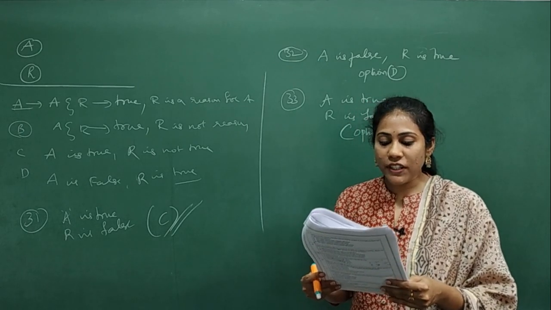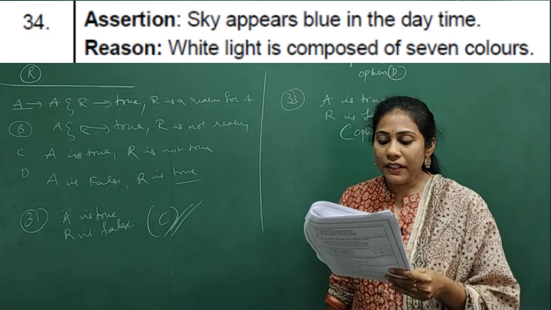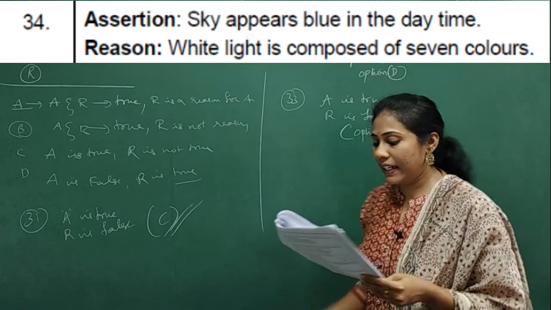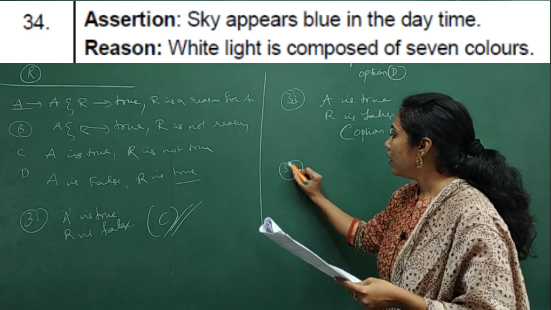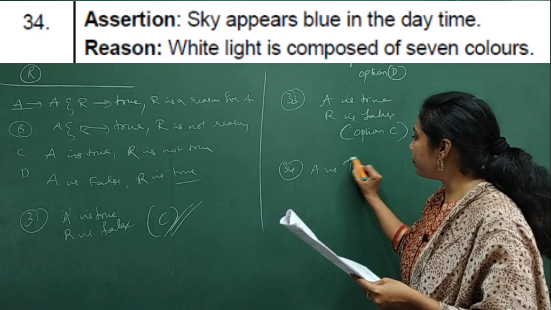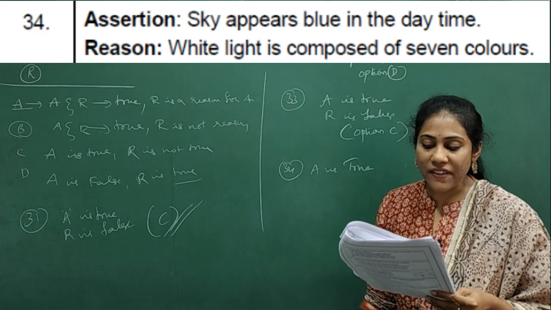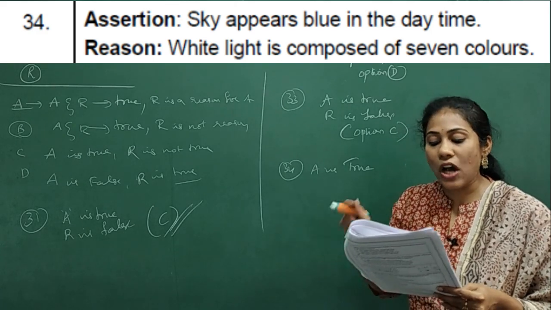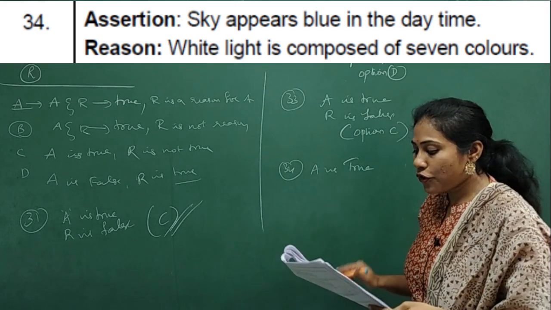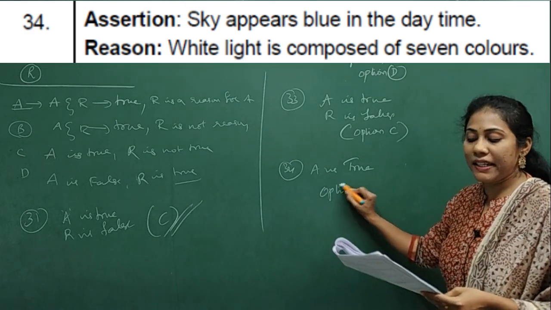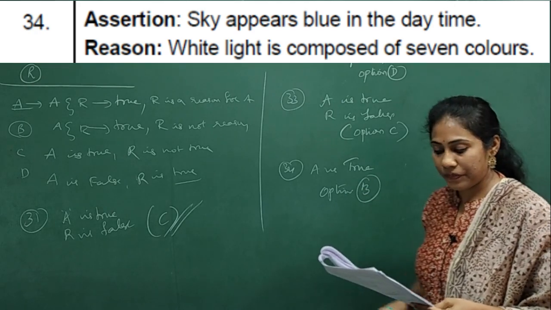Coming to 34th question. Sky appears blue in the daytime. Yes, sky appears blue. Correct. Okay, 34th. A is true. Coming to the reason. White light is composed of 7 colors. It is correct, but this is not a reason for A, right? So which is the option you will select? Option B is the correct answer here. Okay, fine.